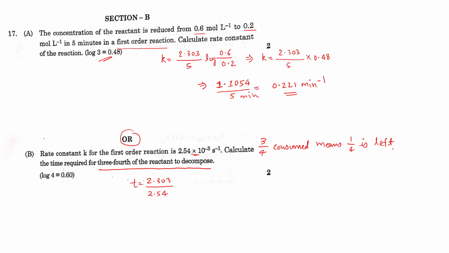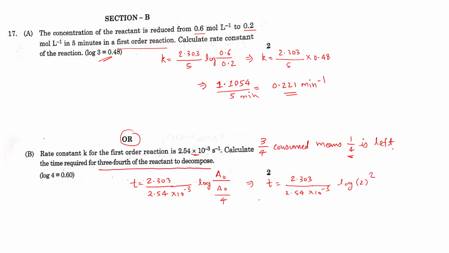So 2.54 into 10 to the power minus 3, log. Now the initial concentration, let us assume it to be A naught, or R naught, whatever you want. If three-fourth is consumed, that means whatever is left is 1/4. So this is the initial one, and the remaining concentration is going to be 1/4 of the initial, that means A naught by 4. So A naught will cancel out, and I can write it directly as t is equal to 2.303 by 2.54 into 10 to the power minus 3, and this will be log 4.